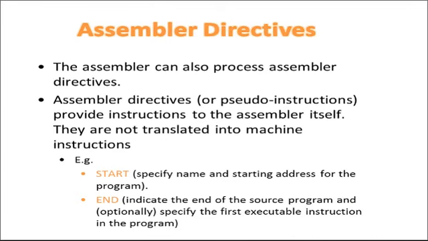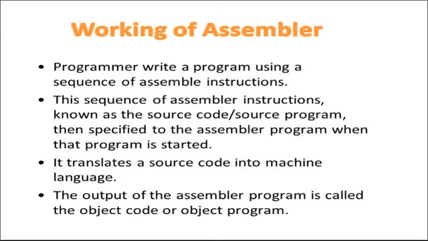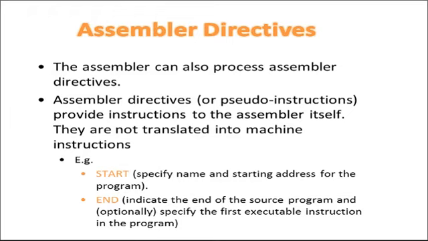The assembler can also process assembler directives. The directives provide instructions to the assembler itself. They are not translated into machine instructions. For example, there are two directives shown here. One is called start and the second is called end. The start directive is used to specify the name and the starting address for the program, whereas end indicates the end of the source program and specifies the first executable instruction in the program.